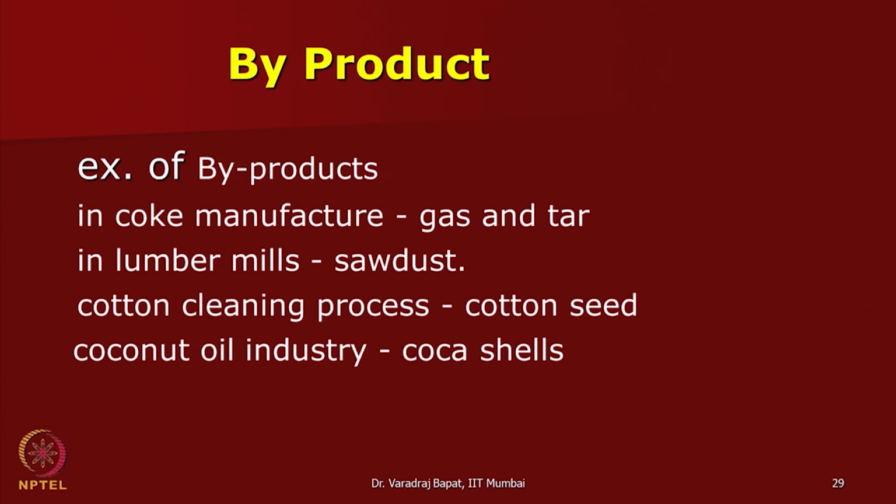Example of byproduct is, in case of coke manufacture, you may get some gas and tar, or in lumber mills you may get some sawdust, or in cotton cleaning processes some cotton seeds, or in coconut oil industry you get coconut shells. All these are examples of byproducts. They have very small value. So they are not charged with any cost, rather their sale value or their realizable value is credited to the main product.